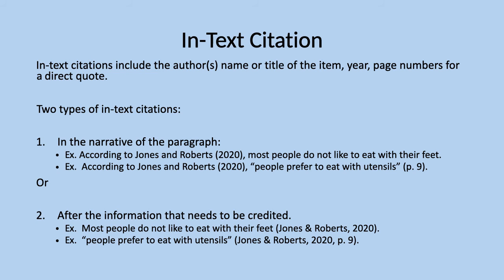For in-text citations, include the author's name and publication year. Add the page numbers for a direct quote. You can introduce the author in the text of the paper. Follow the name by the publication year in parentheses. If you are quoting, then include the page number in parentheses followed by a period. You can also put the author's name and the date of publication in parentheses, and page number if it's a direct quote, at the end of the information.